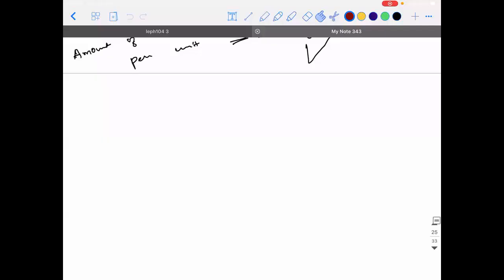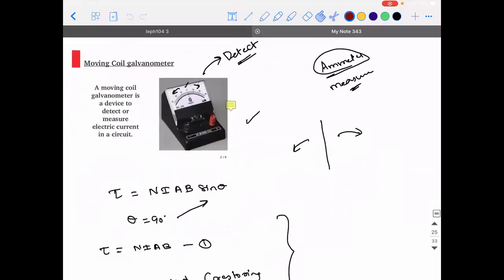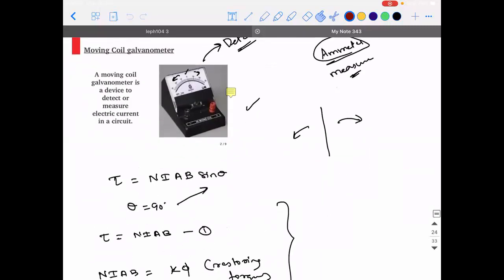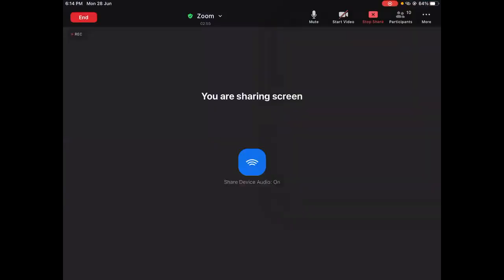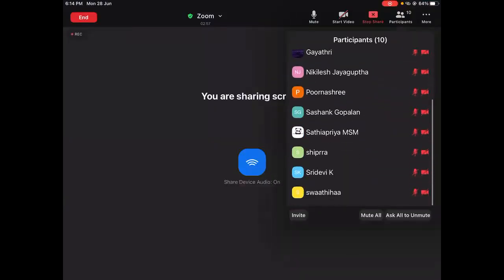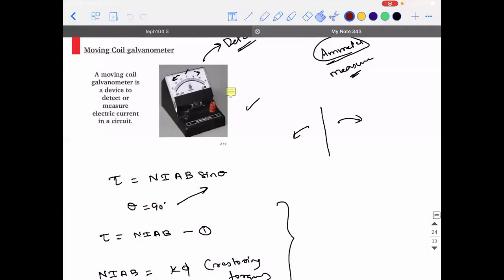So in the principle of moving coil galvanometer, what is the point we saw? What is the principle on which a moving coil galvanometer works, guys? It works on the principle that a current carrying coil placed in an external magnetic field will start experiencing torque. Right. So due to the torque, what will happen? The pointer will start revolving and all those things.